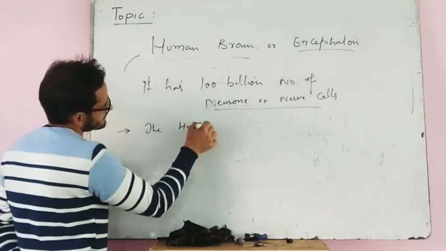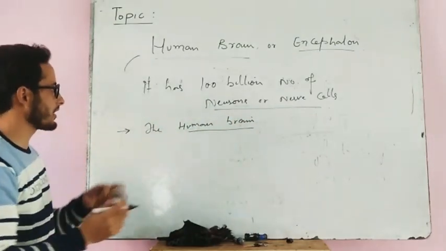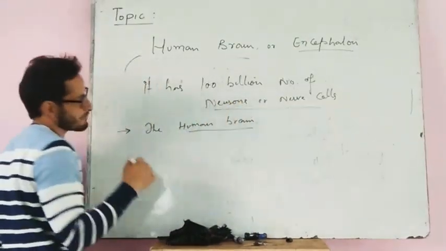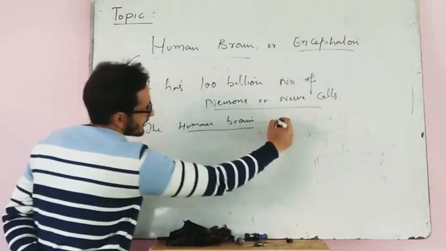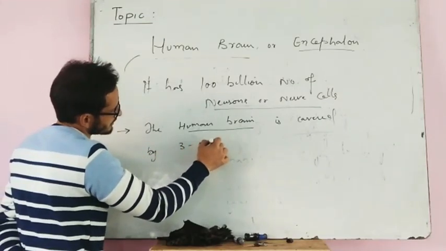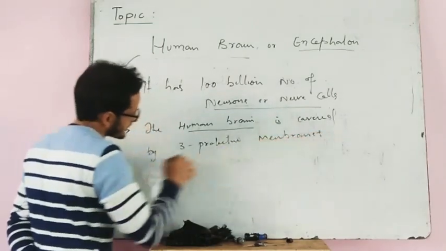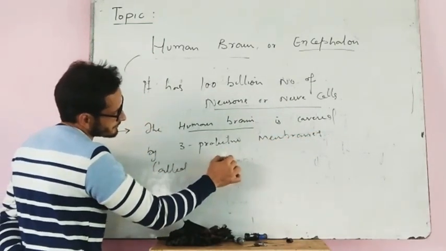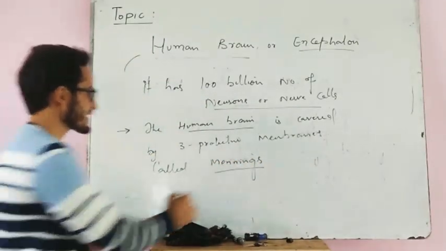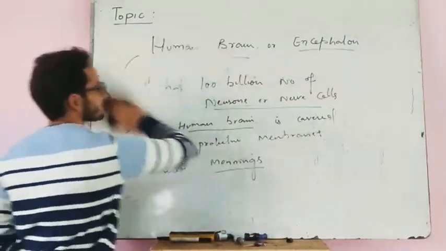The human brain as well as spinal cord, which together constitute the central nervous system of our body, are covered by three protective membranes called meninges. How will we understand these protective coverings? Let me draw the diagram of the human brain.